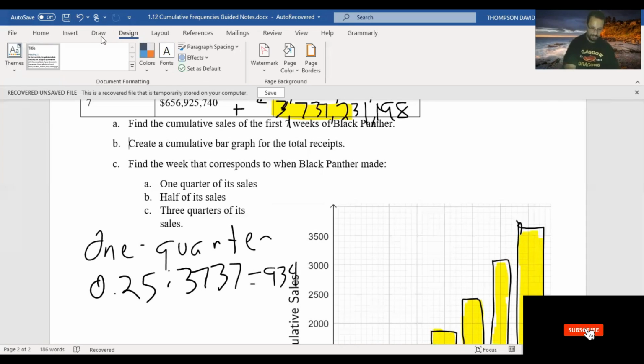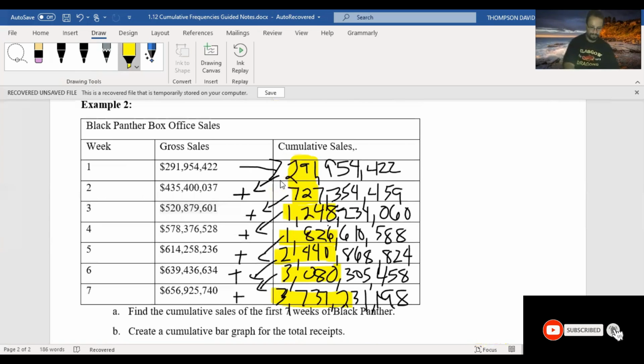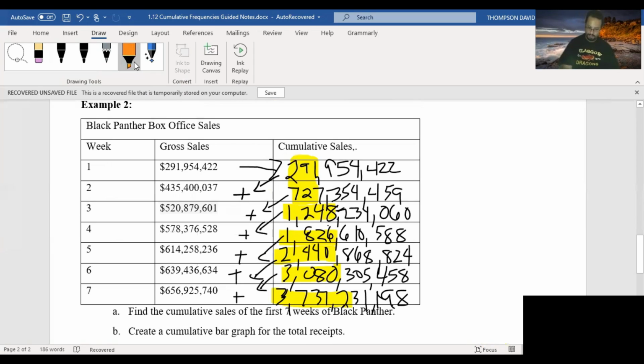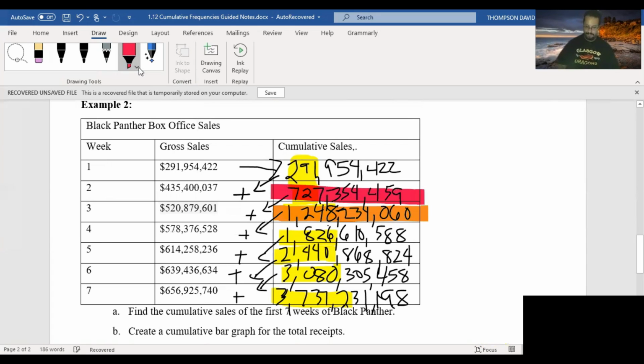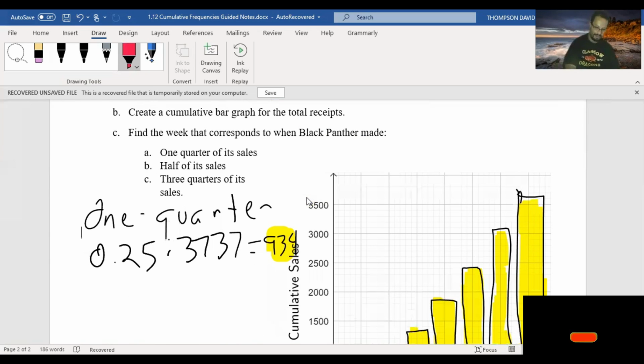So we're looking for this 934. So let's try to find that. We'll start with orange. So I see 1,248 here. That's a little bit higher. And I see 727 million here. So remember, at the end of week 2, we have 727 million. So this occurs during week 3. So 1 quarter of sales occurs during week 3.